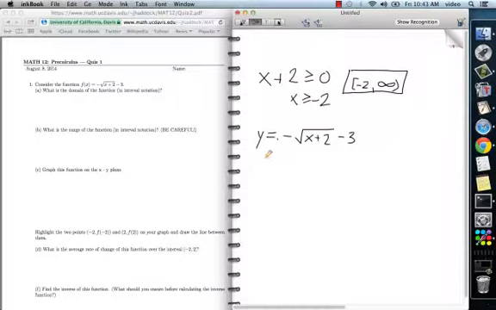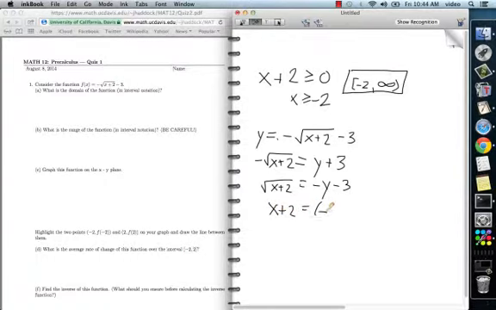So we then get that negative the square root of x plus 2, I'm just switching the sides of the equality, and I'm adding 3 to both sides, is equal to y plus 3. Then I'm going to multiply through by negative 1. So I get the square root of x plus 2 is equal to negative y minus 3. Now I square both sides. X plus 2 is equal to negative y minus 3 squared. And then I subtract 2.